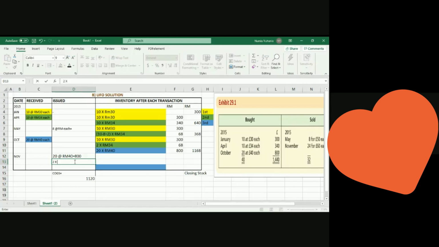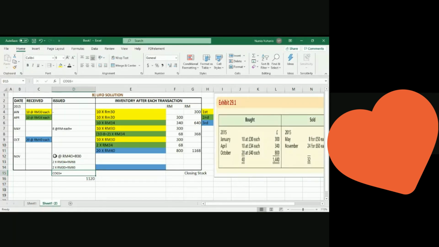So 2 multiply with RM34, RM68. So now we have another 2 more. So the last 2 you take from the yellow. Yellow one you have 10 minus 2. Just write 2, right? So you understand, right? It's 2. 2 times 30, how much? Yes, 60.